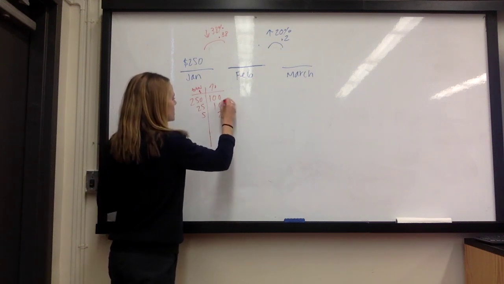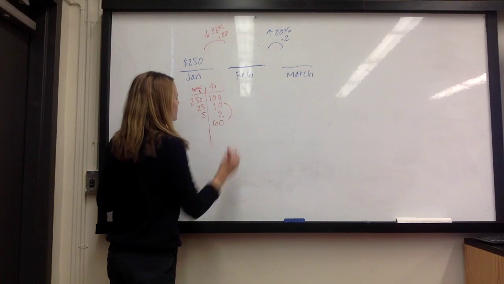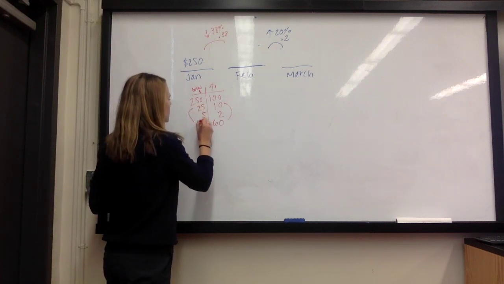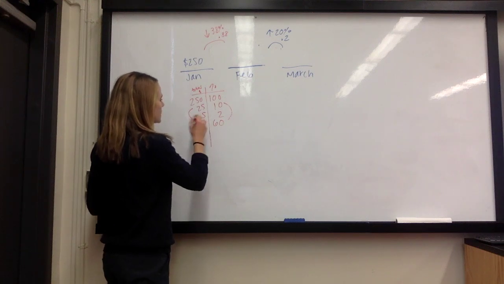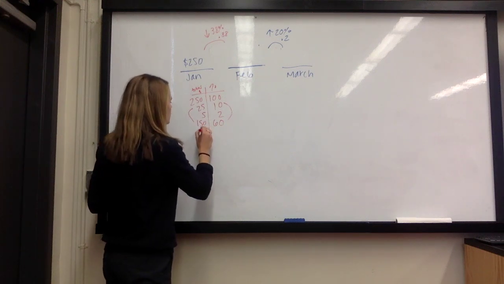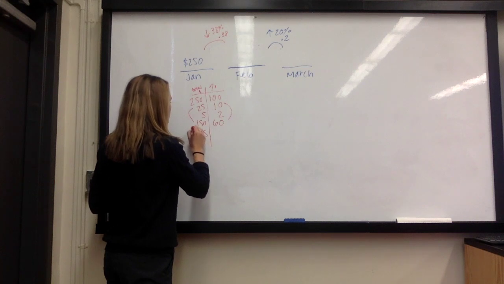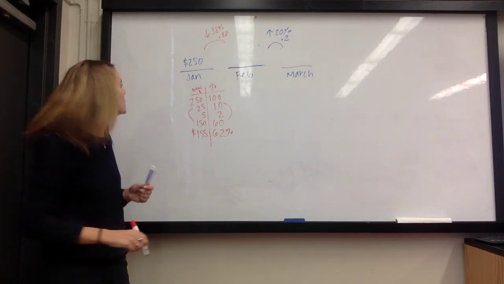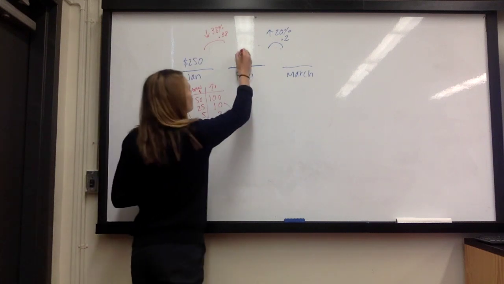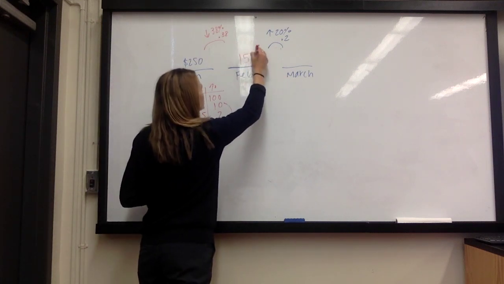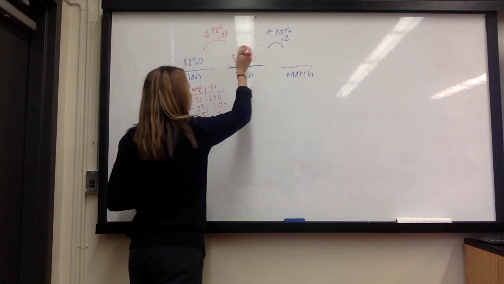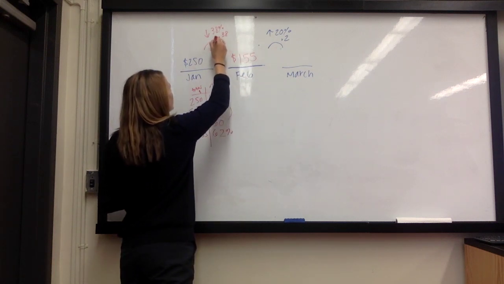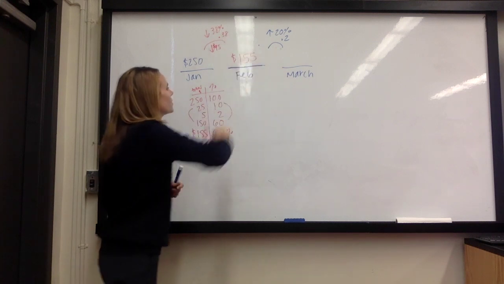Then I also immediately know that 10 times 6 will get me to 60%. 25 times 6 is going to get me to 150. And then I can just easily add up my ratio table, so I get to $155, which is my 62%. So now I know that the February stock price is going to be $155. It has decreased by $95, and we are at $155.